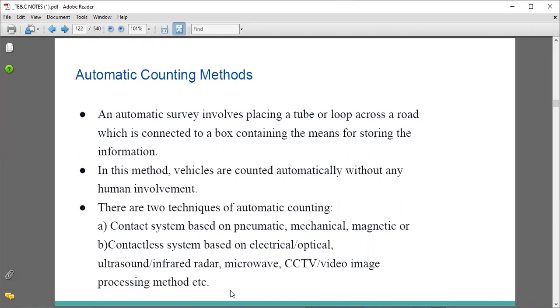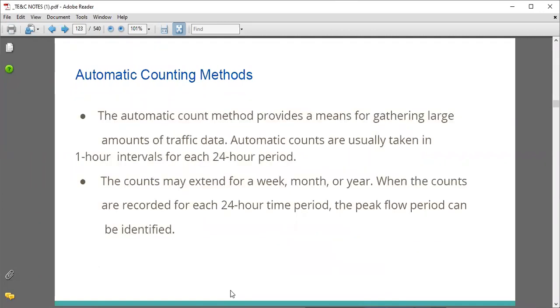And that is the most important point here: it will collect the information about the whole year, whole 24 hours, that the system is working, so we'll get a correct idea about the vehicles moving on the road as compared to the manual counting method. The automatic count provides the means for gathering a large amount of traffic data. Automatic counts are usually taken in 1 hour intervals for each 24-hour period. The counts may extend for a week, month, or a year when the counts are recorded for each 24-hour time period. Peak flow periods can be identified.